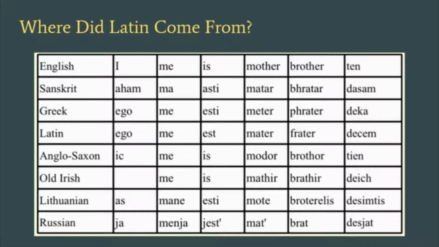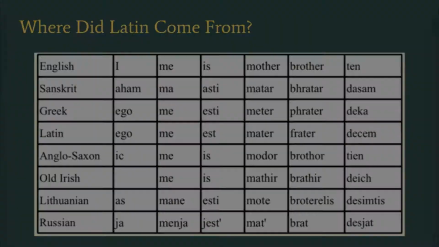But then Lithuanian, Russian, how are all these languages connected, right? Look at the word mother or brother or ten. They all look really similar. And what happened is linguists realized these languages are connected. And if they're connected, right, and they're in such different parts of the world, they must have come from one source. And that's really where it gets interesting.